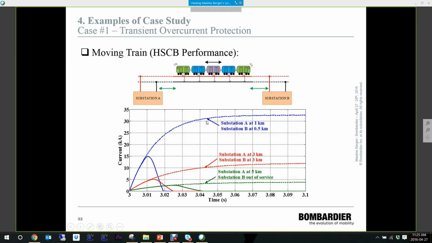So we see that depending on where the train is, we can have very different available fault current, as I said earlier. We see here in dashed line different available fault currents. But the current that will really flow into the circuit due to the circuit breaker arcing action will be the current that is here in full line. And what we see is that we have very different performance of the high-speed circuit breaker depending on where the train is.